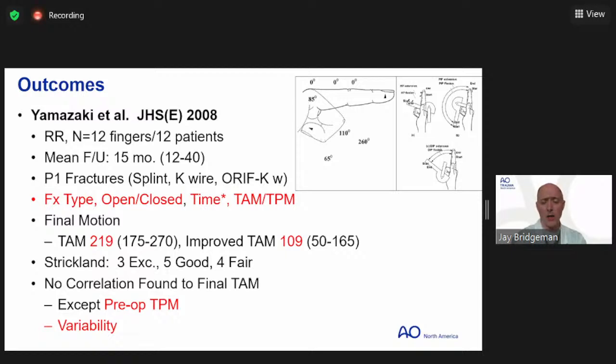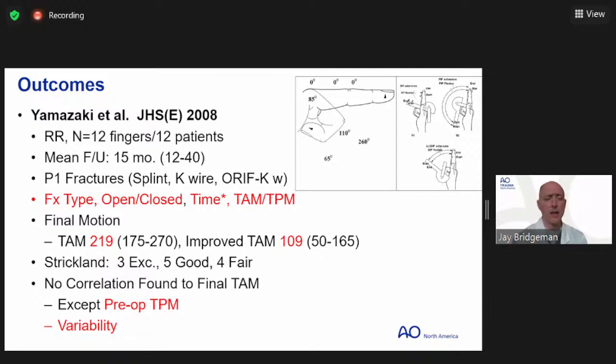They were all P1 fractures, except for one patient who had a middle phalanx fracture, but they were treated with either closed treatment with a splint, closed reduction and percutaneous pinning, or open reduction with a K-wire technique. And what they were interested in was looking at the fracture type, whether it was simple versus comminuted, open versus closed fractures. The timing: was there a delay after they were treated with surgery before motion was started? What was the delay between when they got stiff and their tenolysis? What was their starting total active motion and total passive motion?